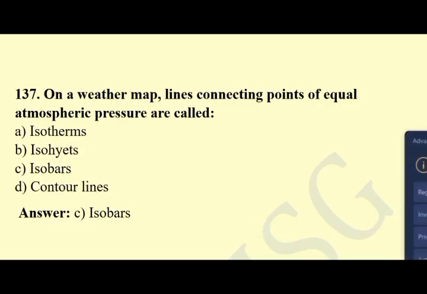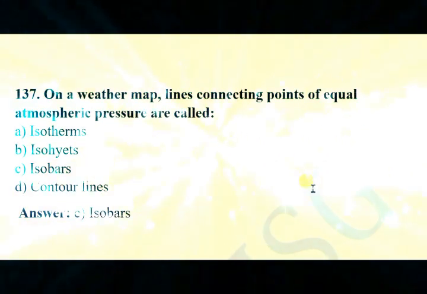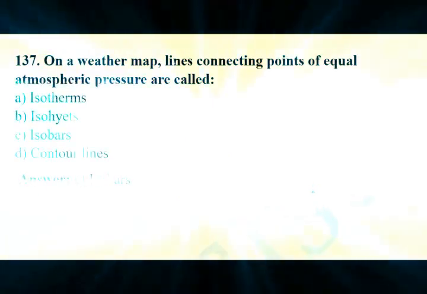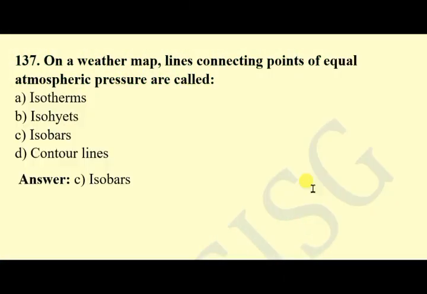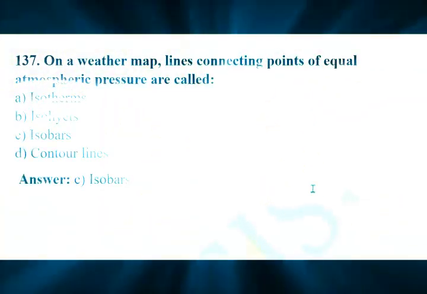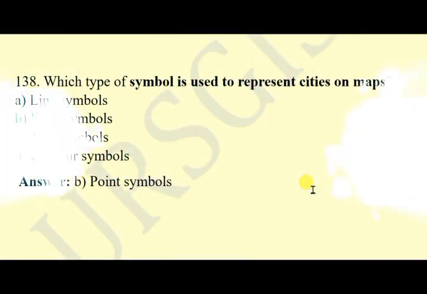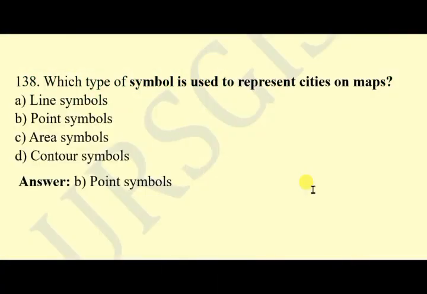Isotherms are for equal temperature, isohyets for equal rainfall, and contour lines for equal altitude or equal relief, that is height from mean sea level or any relative sea level.